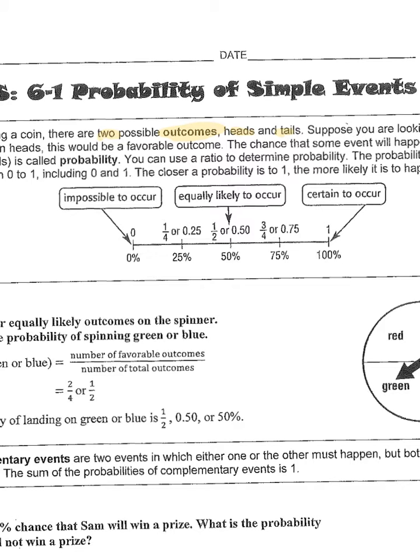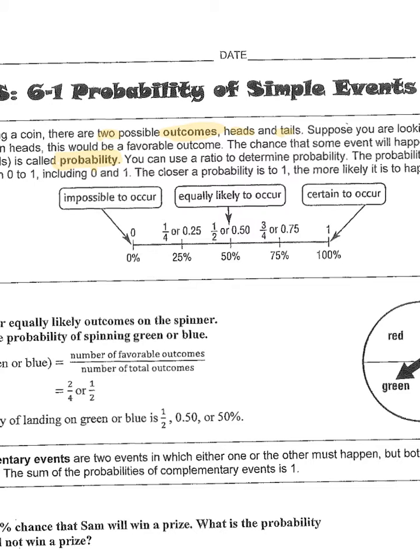If the coin lands on heads, this would be a favorable outcome. So the chance that some event will happen, in this case getting heads, is called probability. Like we say the word probably a lot during the day, and it's kind of what that means. There's a chance, it's not 100%, but there's a chance that it could happen.